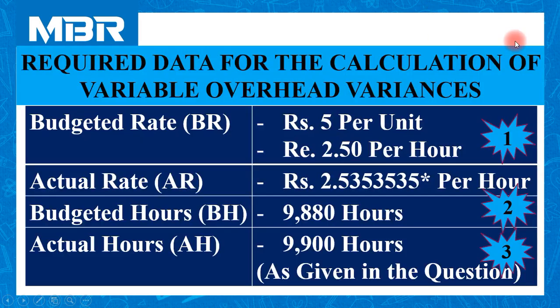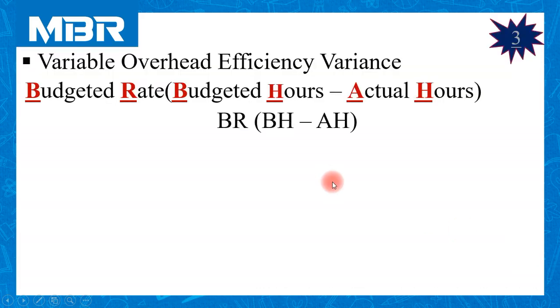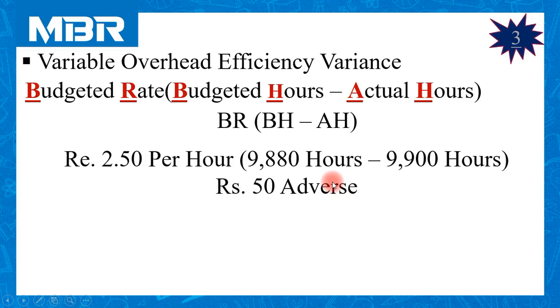Now check the question. Budgeted rate rupees 2.5 per hour. Budgeted hours 9,880 and actual hours 9,900. Using this, insert the formula: 2.5 per hour into bracket 9,880 hours minus 9,900 hours. Difference is rupees 50.